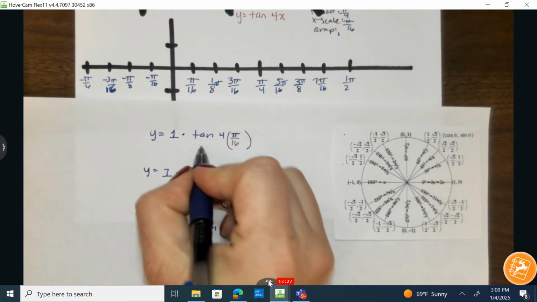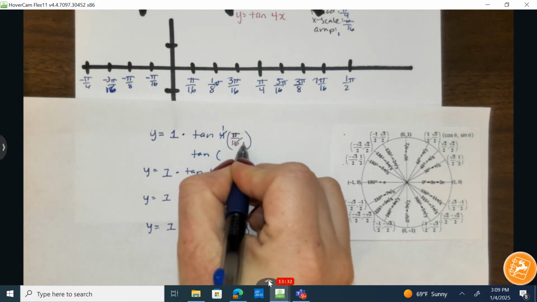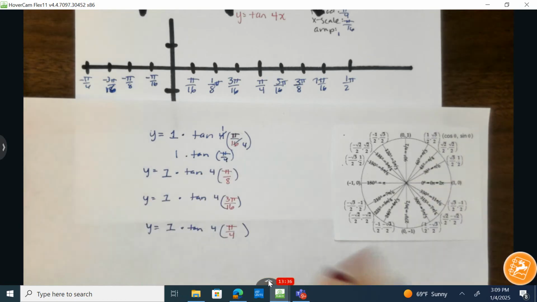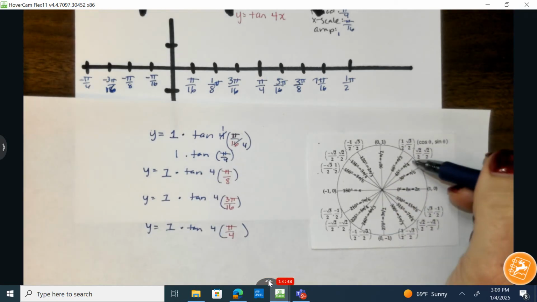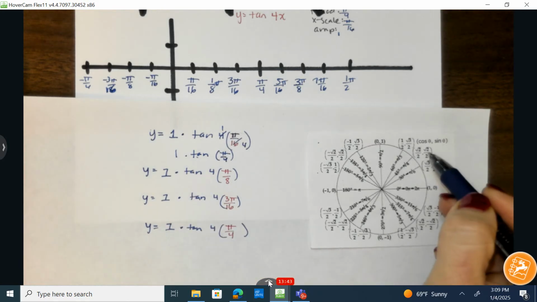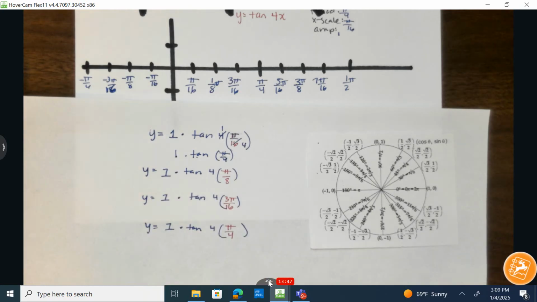So 4/16, I can rewrite that as the tangent. 4/16 reduces to 1/4. So pi/4, and then I'm going to take it times 1. So I'm going to find out where is pi/4. It's at this position. Now, what is the tangent at that position? Sine divided by cosine is 1, and 1 times 1 is 1.